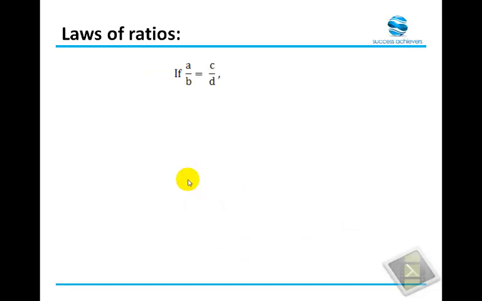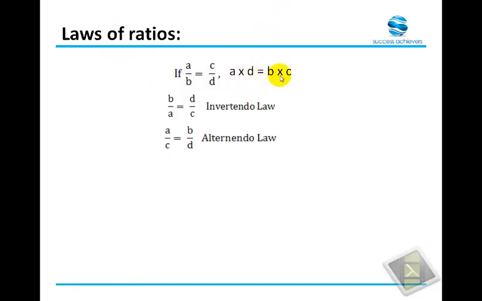Let's go through the laws of ratio. If we have A by B is equal to C by D, can I cross multiply and say A into D is equal to B into C? Can I rewrite this as D by C is equal to B by A, which is your invertendo law. Now your A into D is equal to B into C can also be rewritten as A by C is equal to B by D, which is your alternando law.